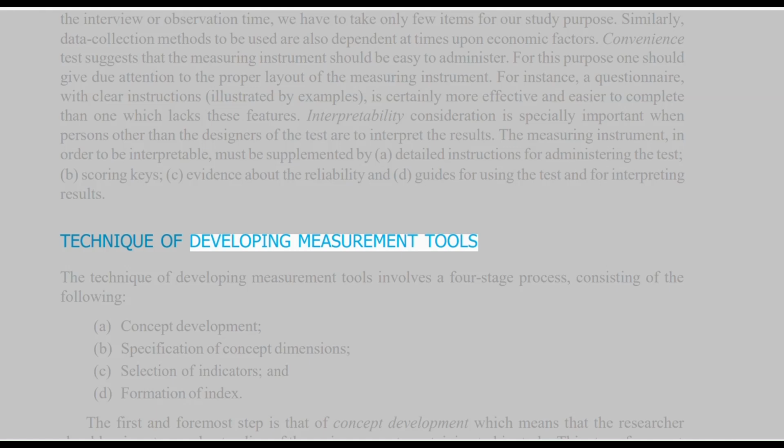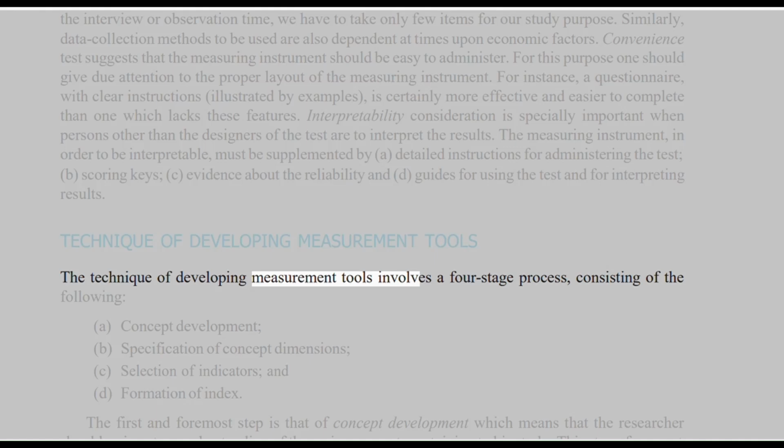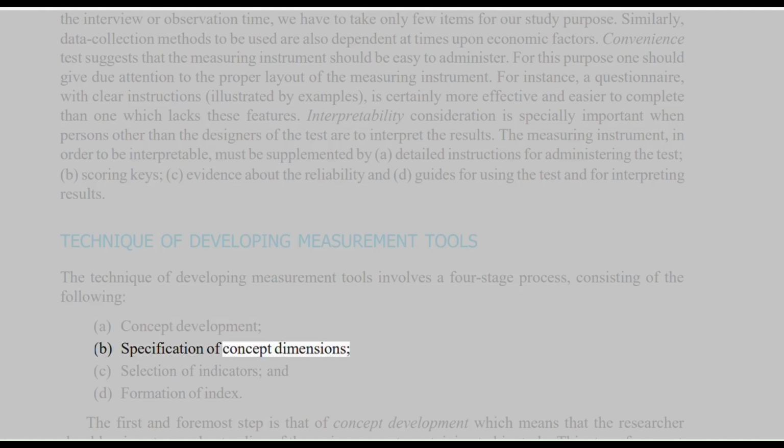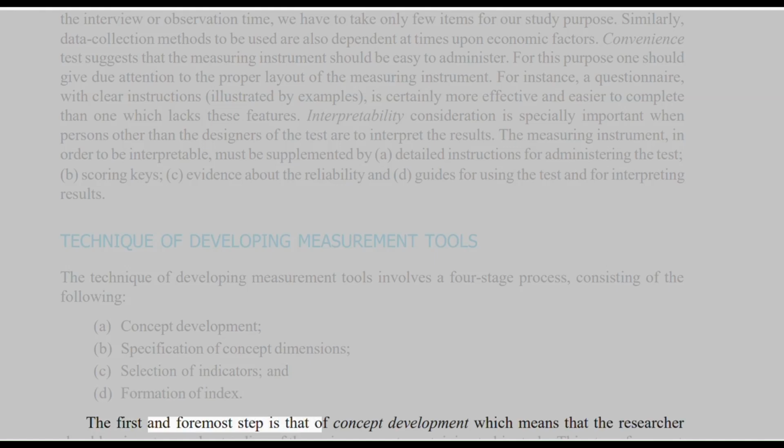Technique of developing measurement tools. The technique of developing measurement tools involves a four-stage process consisting of the following: A. Concept development, B. Specification of concept dimensions, C. Selection of indicators, and D. Formation of index. The first and foremost step is that of concept development, which means that the researcher should arrive at an understanding of the major concepts pertaining to his study.